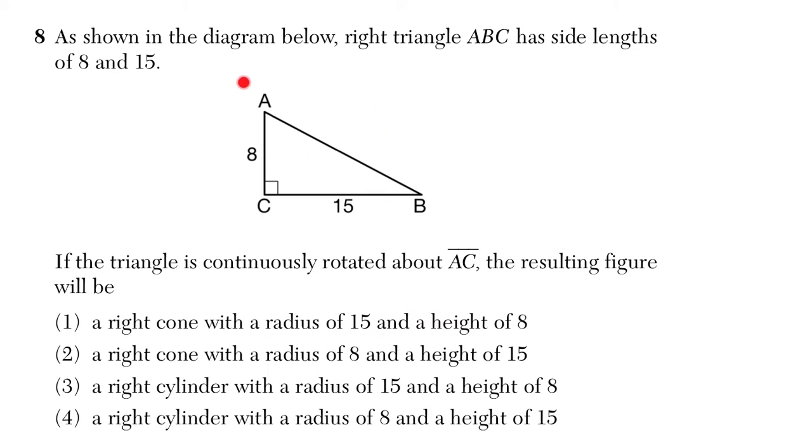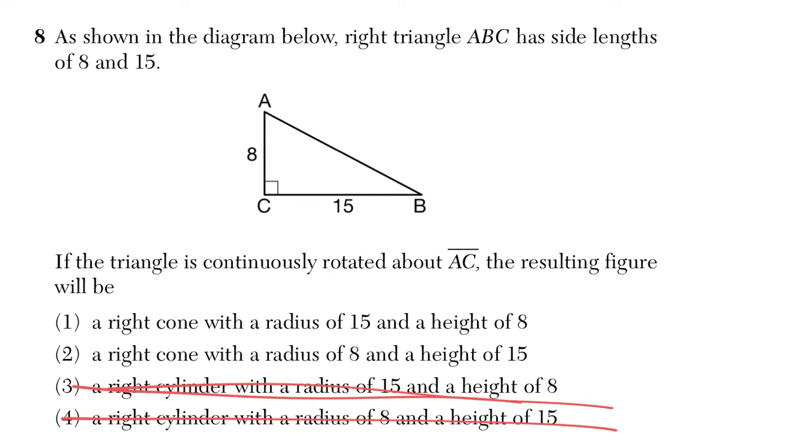Question number 8. As shown in the diagram below, right triangle ABC has side lengths of 8 and 15. If this triangle is continuously rotated around side length AC, the resulting figure will be what? Well, we've got options as a right cone, and then we've got a right cylinder. And I know that right cylinders would not work. So we're going to eliminate options 3 and 4, leaving us, of course, with 1 and 2.